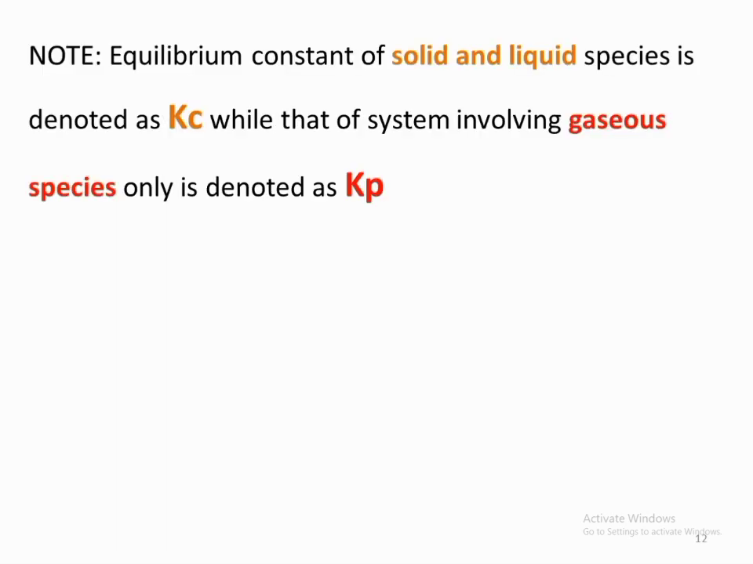You must note this: the equilibrium constant of solid and liquid species is written as Kc, while that of systems involving gaseous species is written as Kp. Involving gaseous species, they are written as what? Kp. So take note of that. I recap: Kc is the equilibrium constant for all systems involving solids and liquids. Kp is how we write the equilibrium constant for systems involving gases.